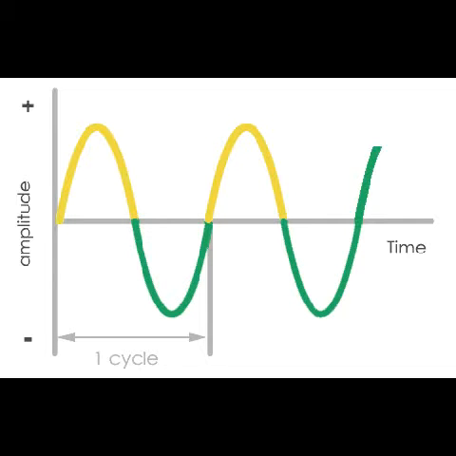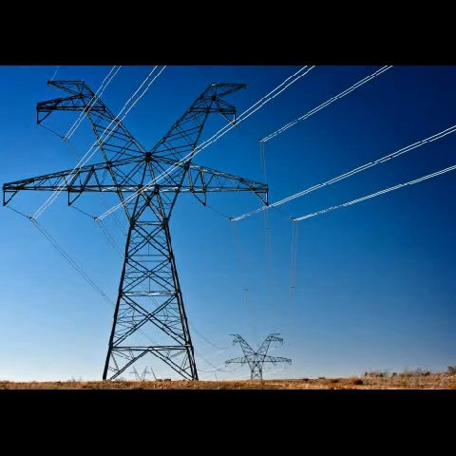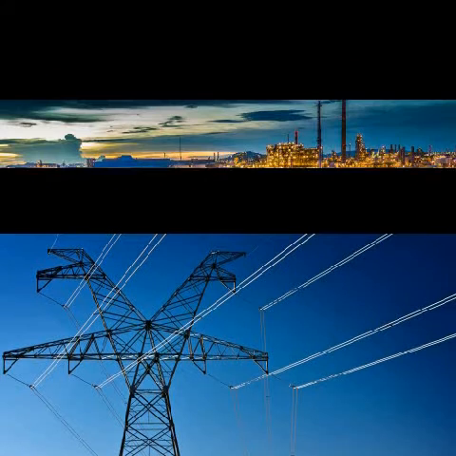The number of times the current changes its direction in 1 second can be defined as the frequency of AC. 50 Hz frequency means it changes 50 times in a second. Frequency in the USA is 60 Hz, while in India it is 50 Hz.